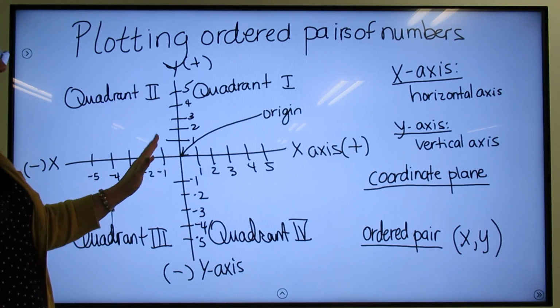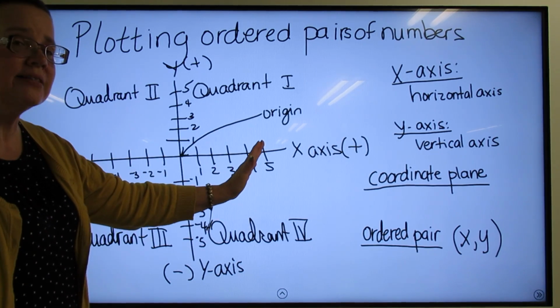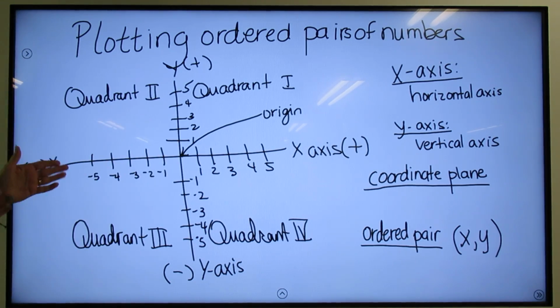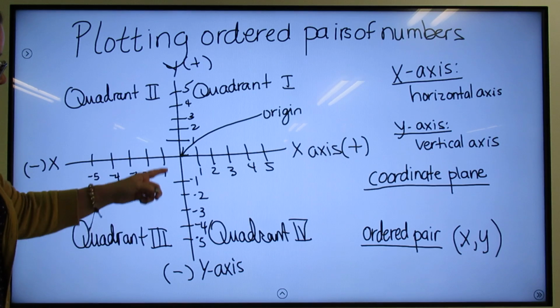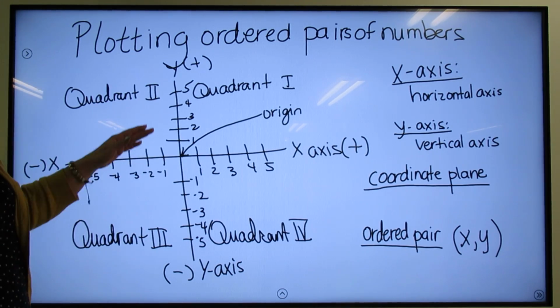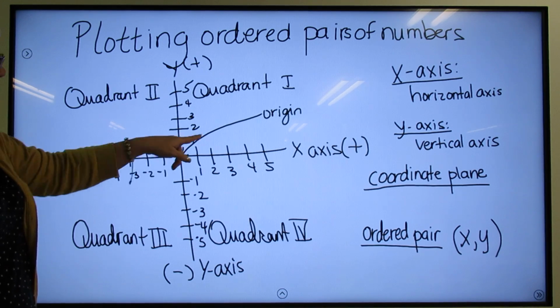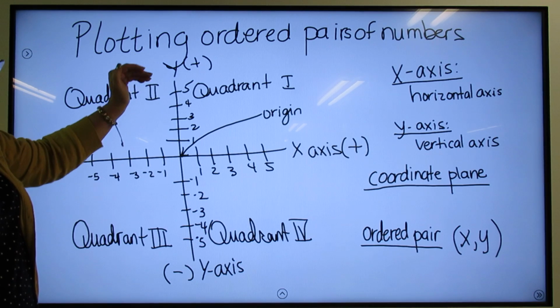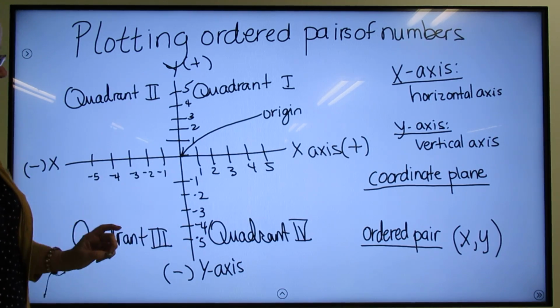When you're dealing with these, the numbers to the right of the x-axis are positive, and the numbers to the left are negative. Think of a number line. When you're dealing with the y-axis, think of a temperature thermometer, right? Anything at the origin, this is called the origin, this is where the middle is, right? Anything above it is positive, and anything below it is negative.